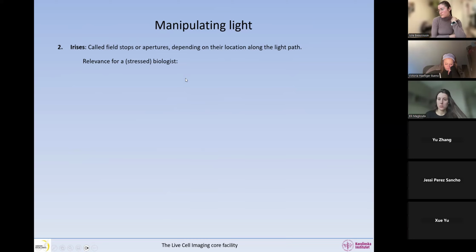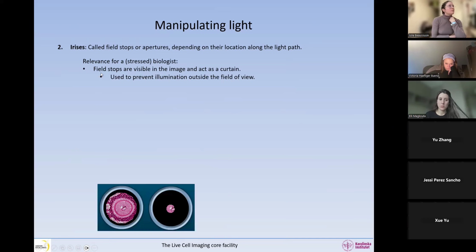So what is the relevance for us, as biologists? Well, field stops are visible in the image and they act like a curtain. So you really don't want to have a field stop closed somewhere. If at some point you go to your microscope and you see something like this, you will know that there is a field stop closed somewhere, and you want to find it and open it. But it can be useful if you don't want this area to be illuminated. So that's going to be useful.